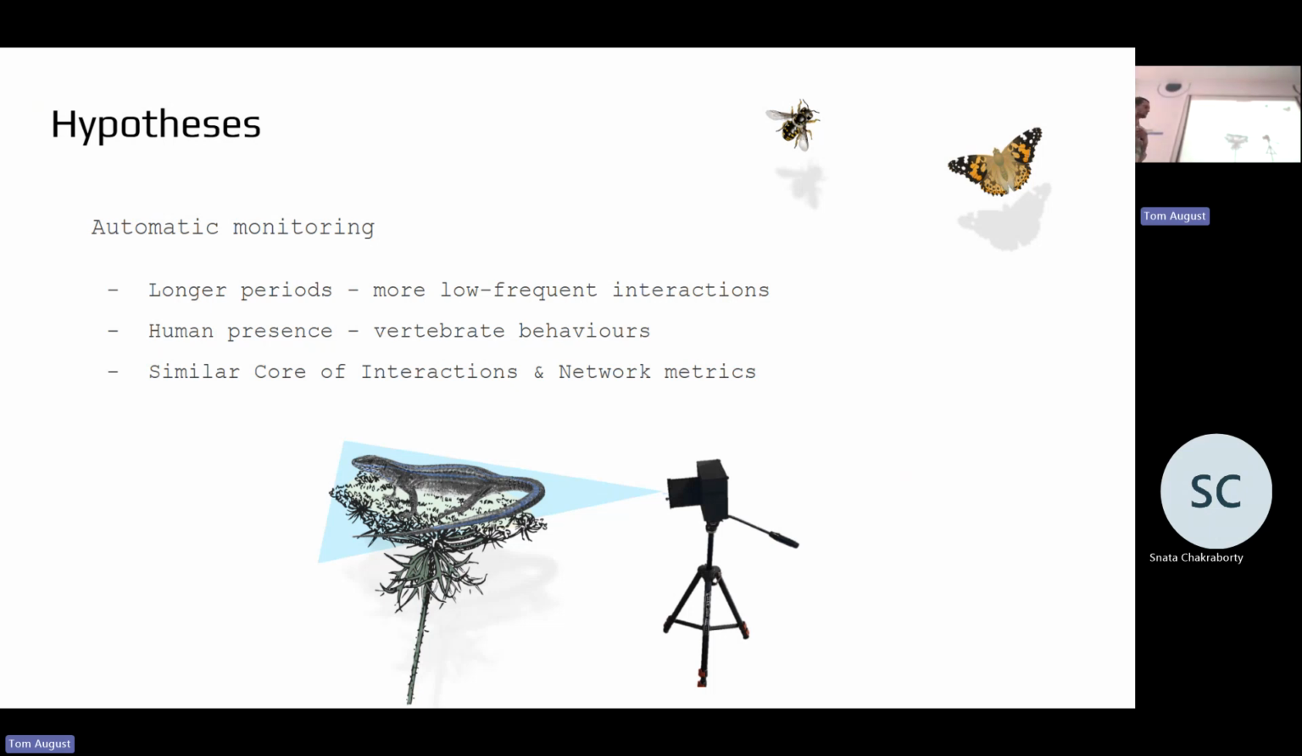So what we hypothesize is that as the cameras stay longer periods in front of the same individual, we'll capture more low-frequency interactions, so that we can see differences. In the islands, we have lizard pollinators. I say in the islands because it's an island phenomenon around the world. It doesn't happen on the mainland, but it does on islands. So we work on islands, and we suppose the human presence will disturb this lizard pollination. And we suppose that we will have a similar core of interactions and similar network metrics.